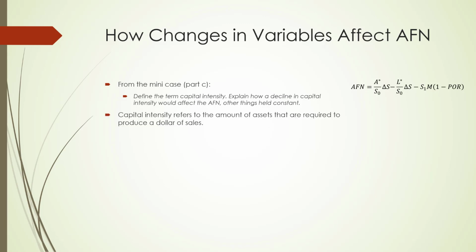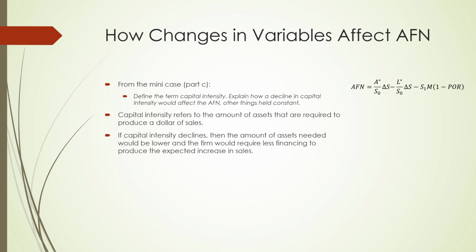So if capital intensity rises, if for some reason they become less efficient and they need more assets for each dollar of sales, that would increase the AFN. If, on the other hand, they become more efficient so that they can create their sales with fewer assets, then that would reduce the AFN. Again, that's all other things being constant.